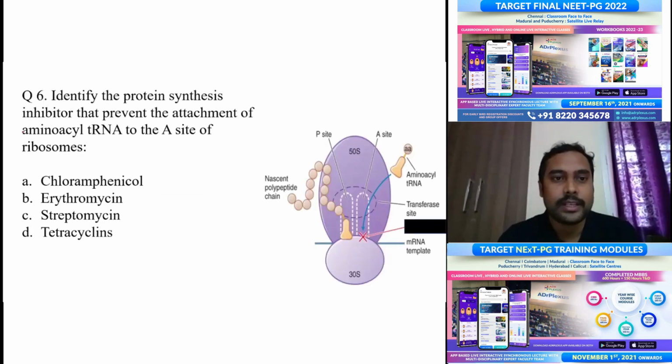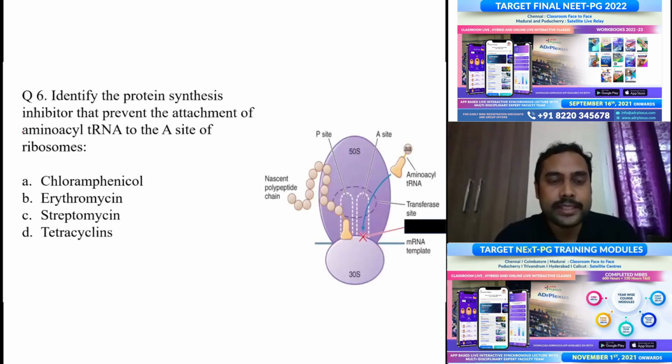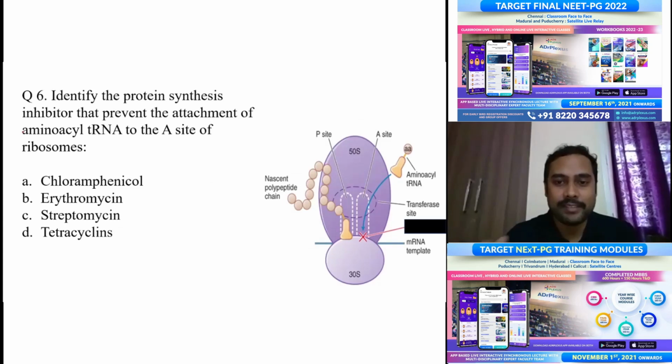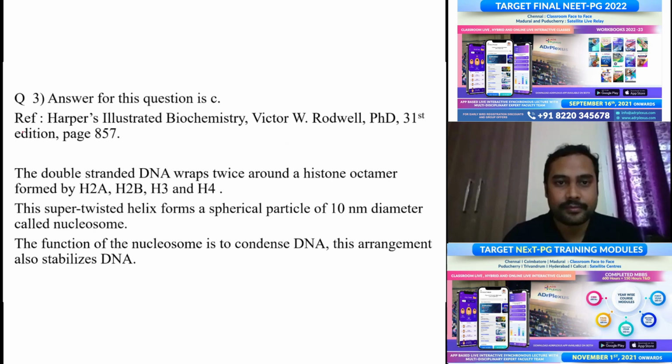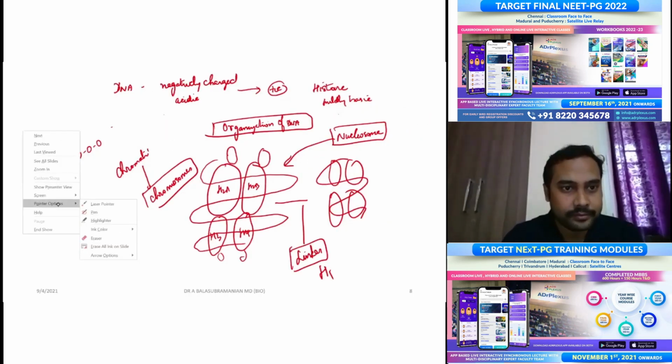All right. Now, question number 6. Identify the protein synthesis inhibitor that prevents the attachment of aminoacyl tRNA to the A site of ribosomes. This is very tricky, so I have to explain this. One second. We'll use this rough sheet.